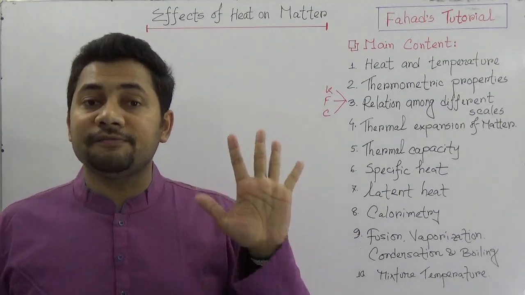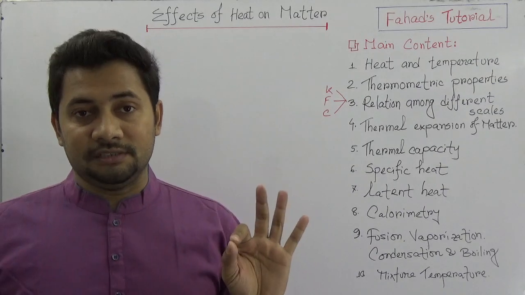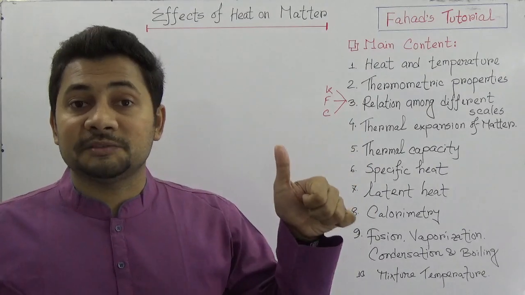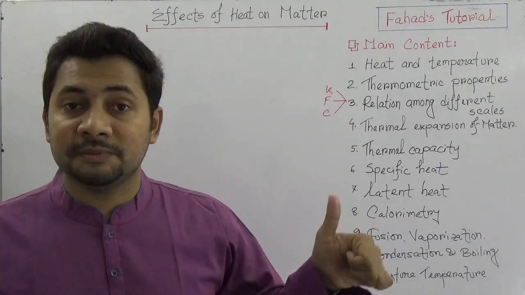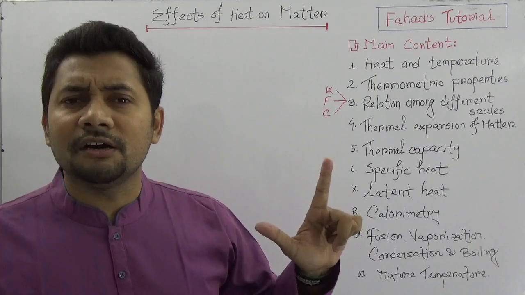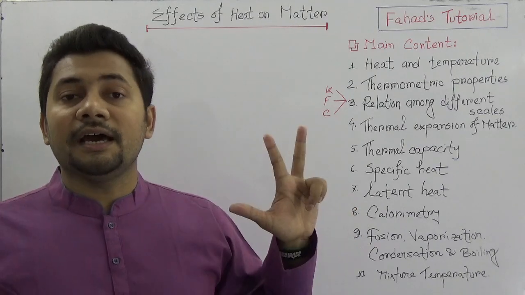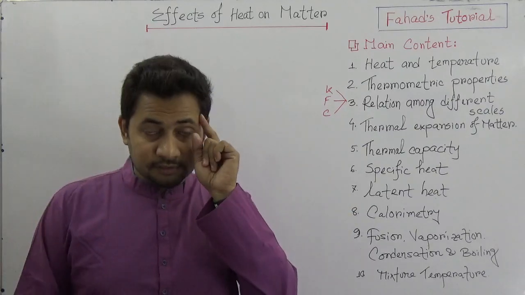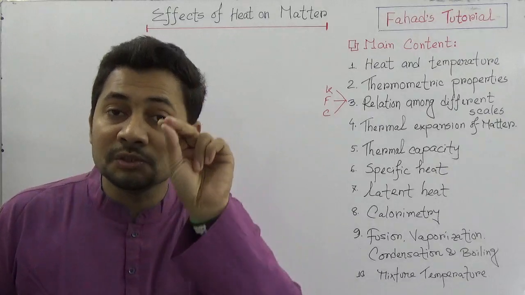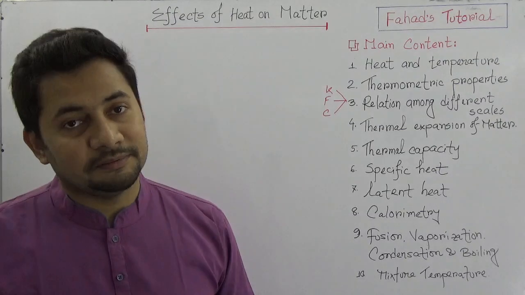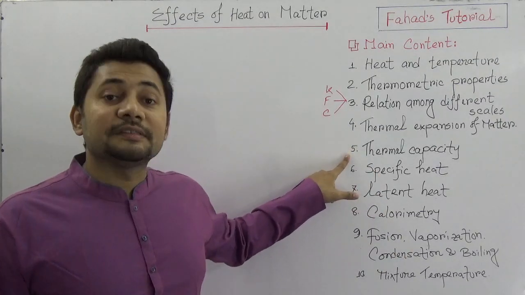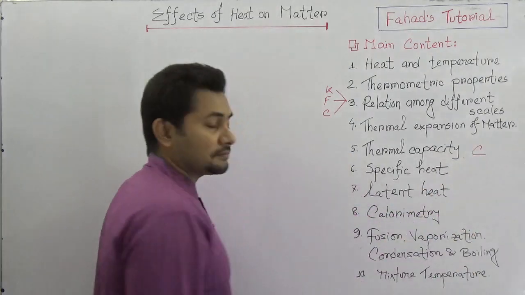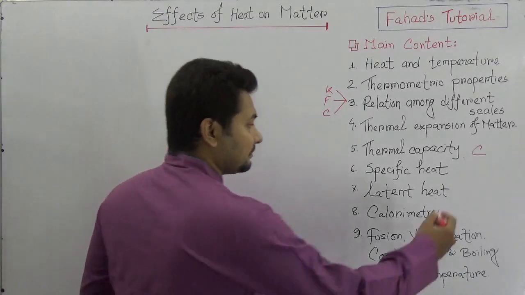So these 5 things are really important, and the mathematical explanation is included: the coefficient of linear expansion is alpha, the coefficient of area expansion is beta, and the coefficient of volume expansion is gamma. So we need to think about alpha, beta, gamma, and these are used in mathematical problem solving. Number 5, thermal capacity. Most important thing, thermal capacity. Think about C. Then we need to think about specific heat.